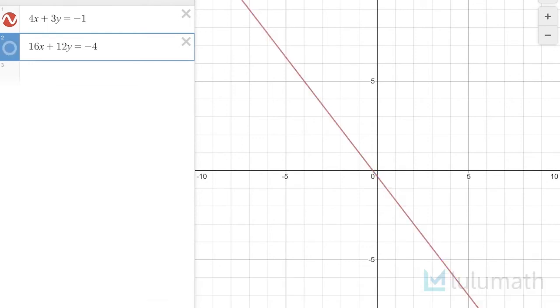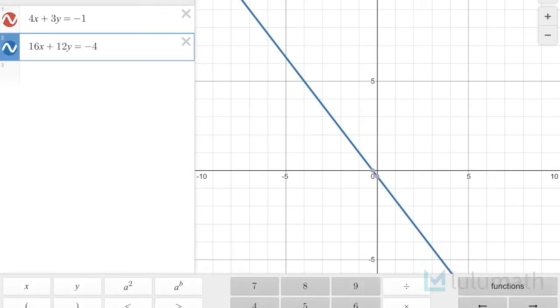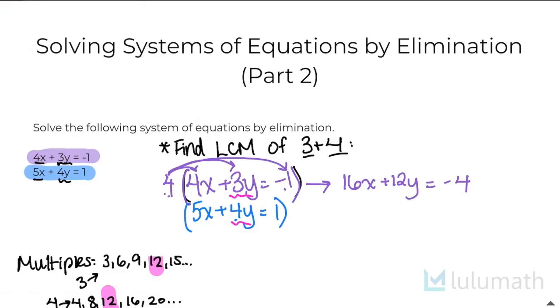So I'll turn off the blue line. It's now the red line. So we can see that the top equation is in red. When I turn the blue line back on, you can see that it's on top of the red line because they are literally the exact same line.